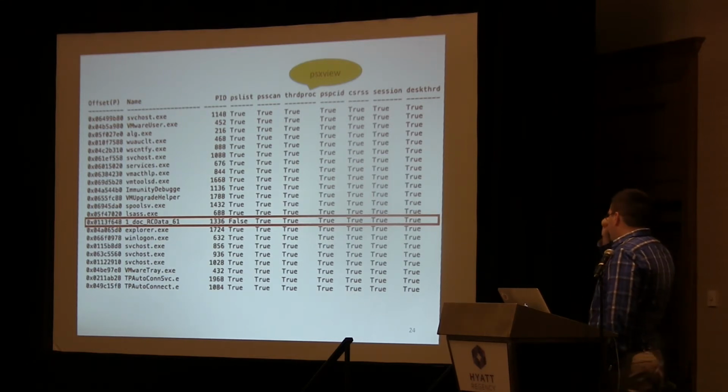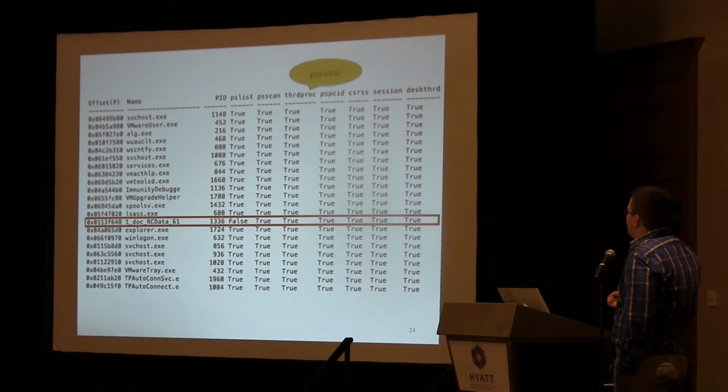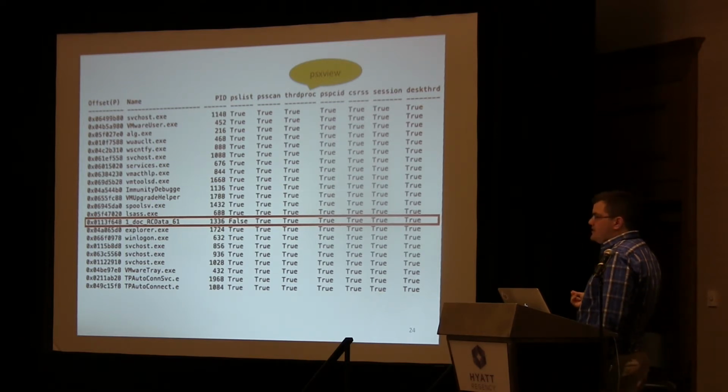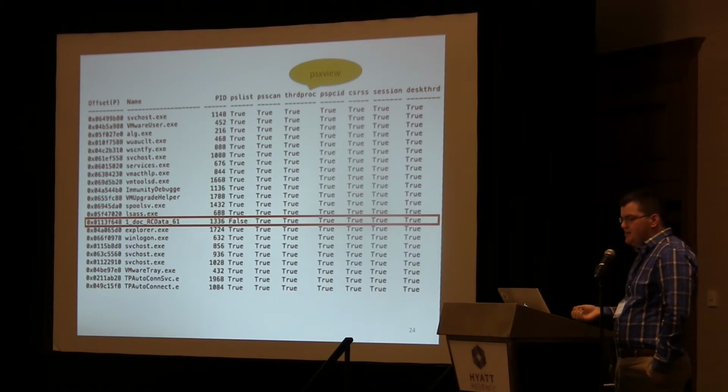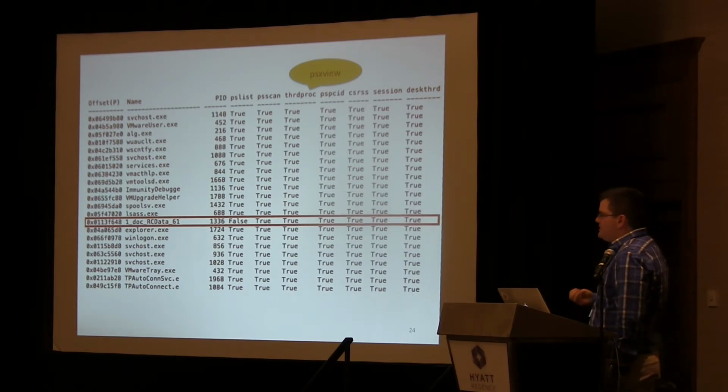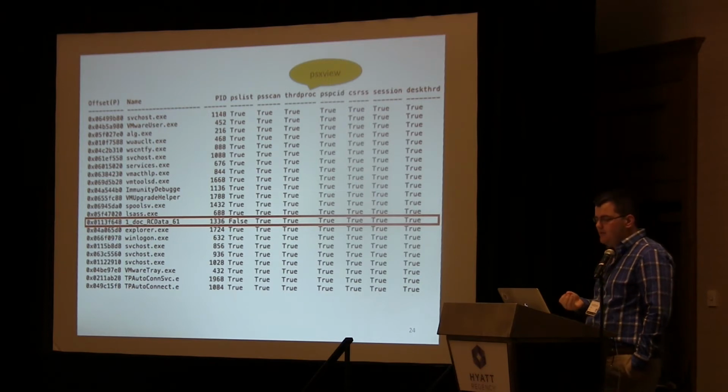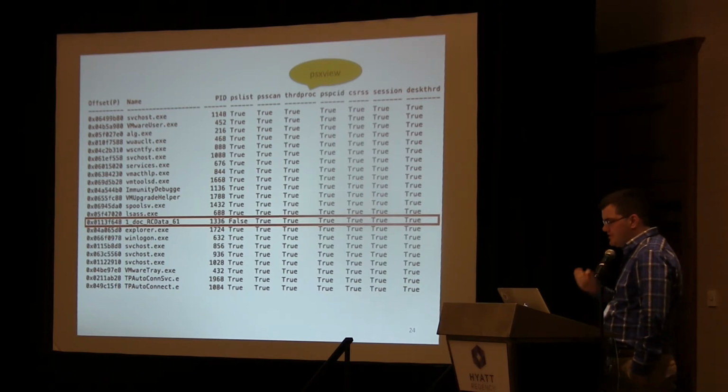So if you look at this one that I have highlighted in red, you can see that it's false in PS list, so it's been broken out of the process list, but we find it 6 other ways. So this is an immediate indicator that there's some type of malware that's hiding the process from the live system, but it obviously doesn't do a very good job of hiding from memory forensics.